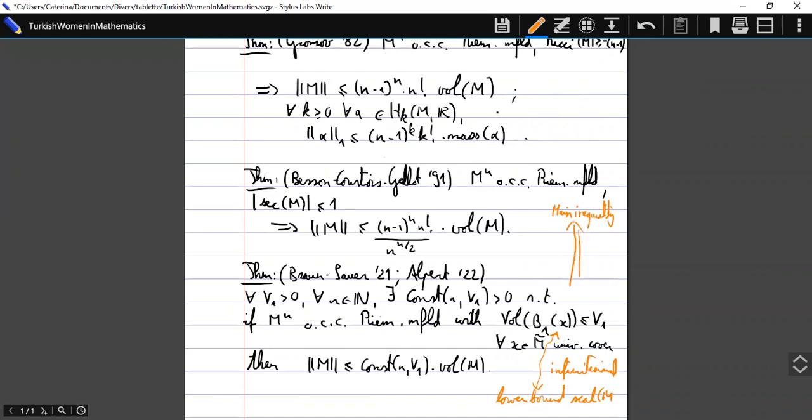Actually, not with the same constant. The constant will be worse, but it implies this statement for the Ricci curvature, because using the Bishop-Gromov inequality, if you are aware of it, you can show that having an upper bound on the volume of these balls implies that the Ricci curvature is bounded from below.